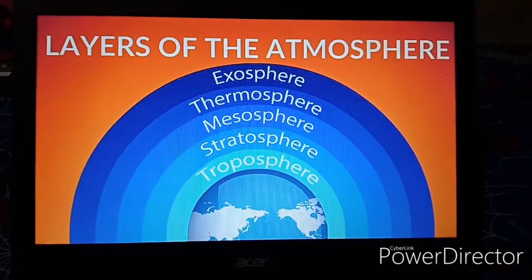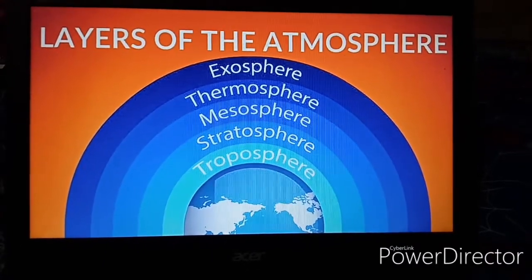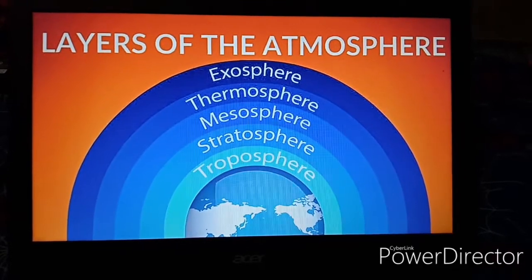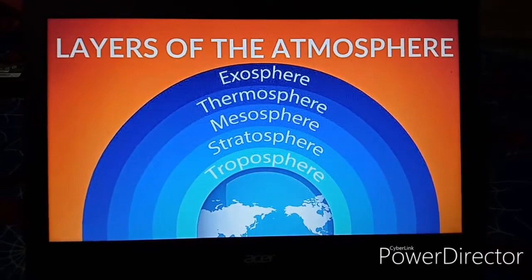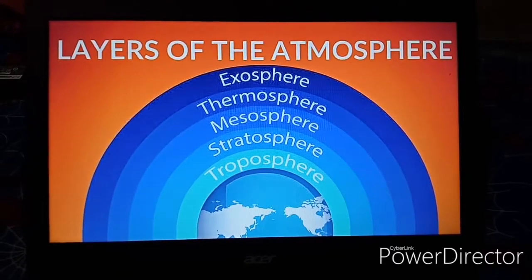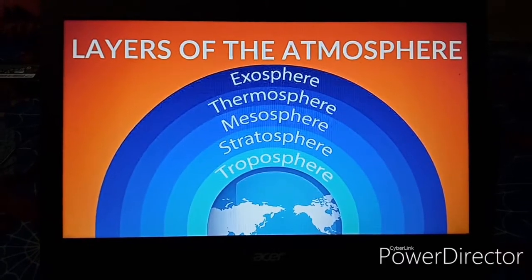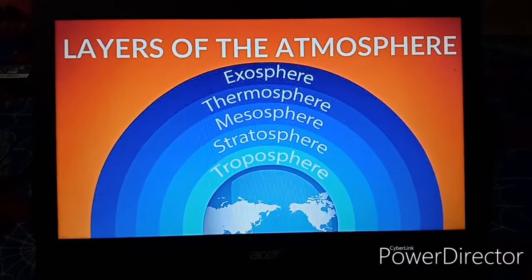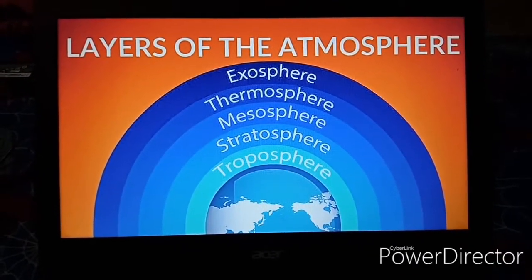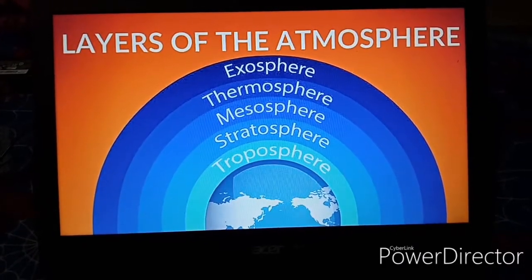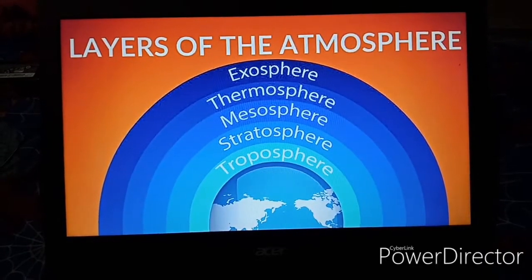But what are the layers of the atmosphere, and why do we need to study them? These are the different layers of the atmosphere: the troposphere, stratosphere, mesosphere, thermosphere, and the exosphere. We need to study them because they have a connection to air pressure. Air pressure is defined as the weight exerted on the earth. Because of these different layers of the atmosphere and because of this weight, air pressure exists.